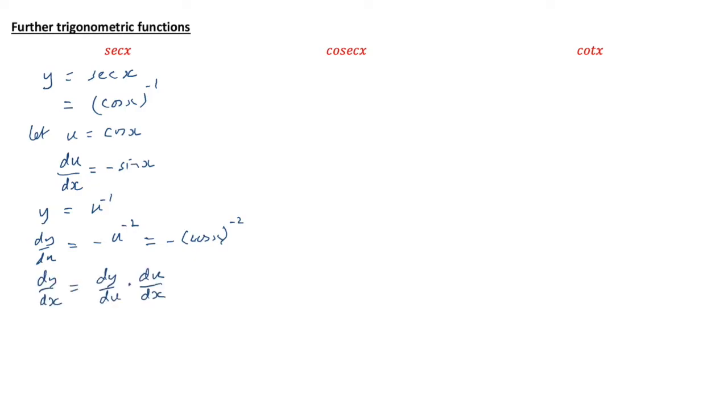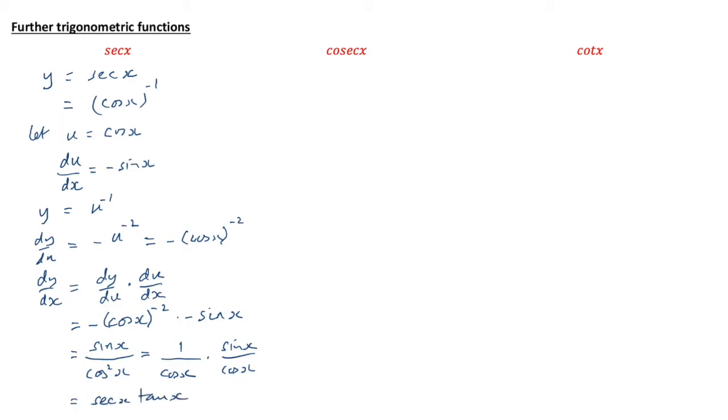So to get dy by dx we need to do dy by du times du by dx, and that gives us dy by du is minus cos x to the minus 2 times du by dx, which is minus sine x. And we can faff about with these, so first of all, the minuses cancel. Cos x to the minus 2 can go on the bottom, so that gives us sine x over cos squared x. We can separate them into 1 over cos x times sine x over cos x, and that gives us that dy by dx is sec x tan x.